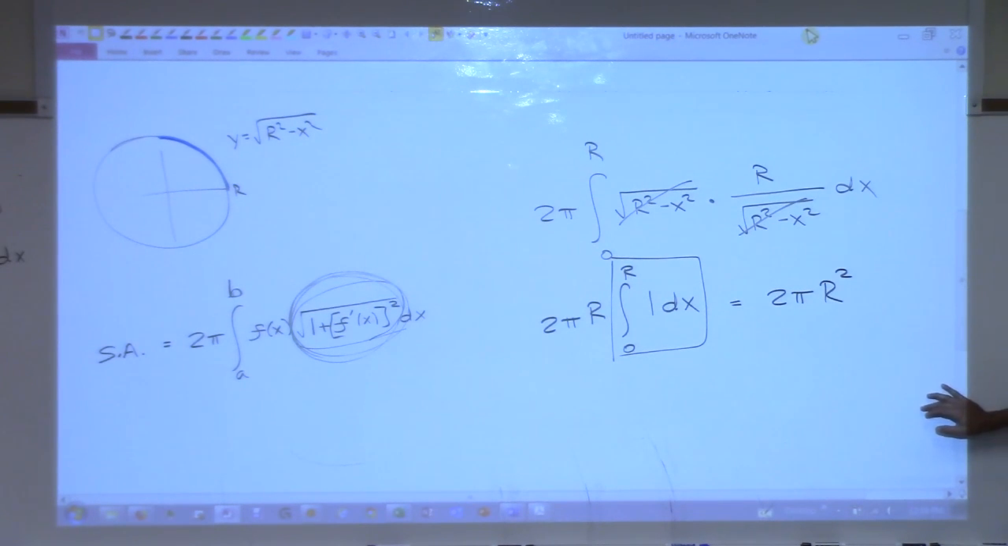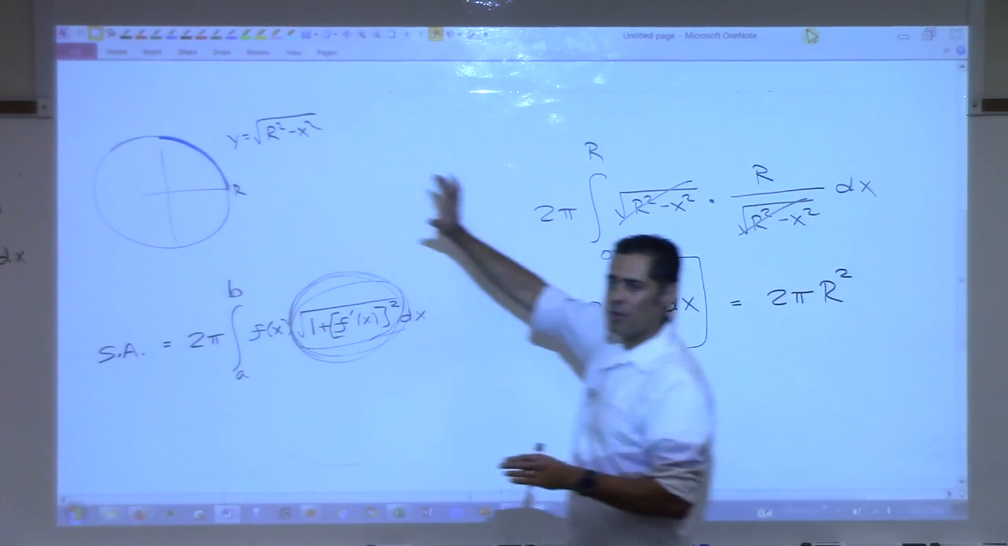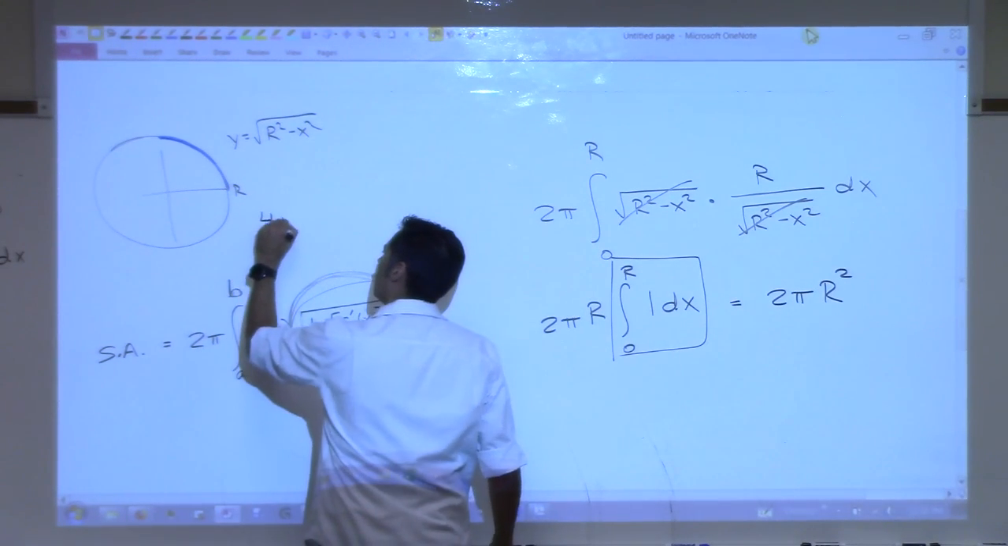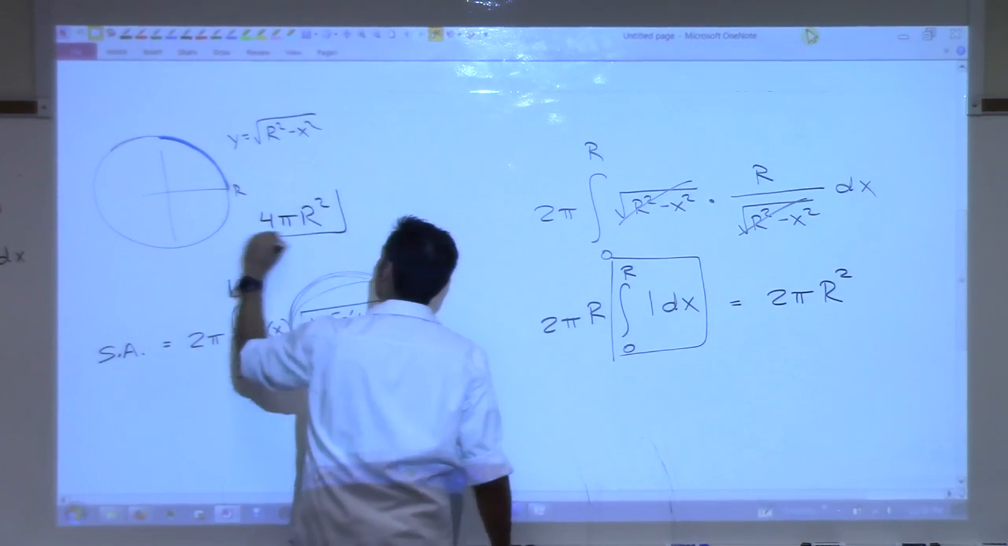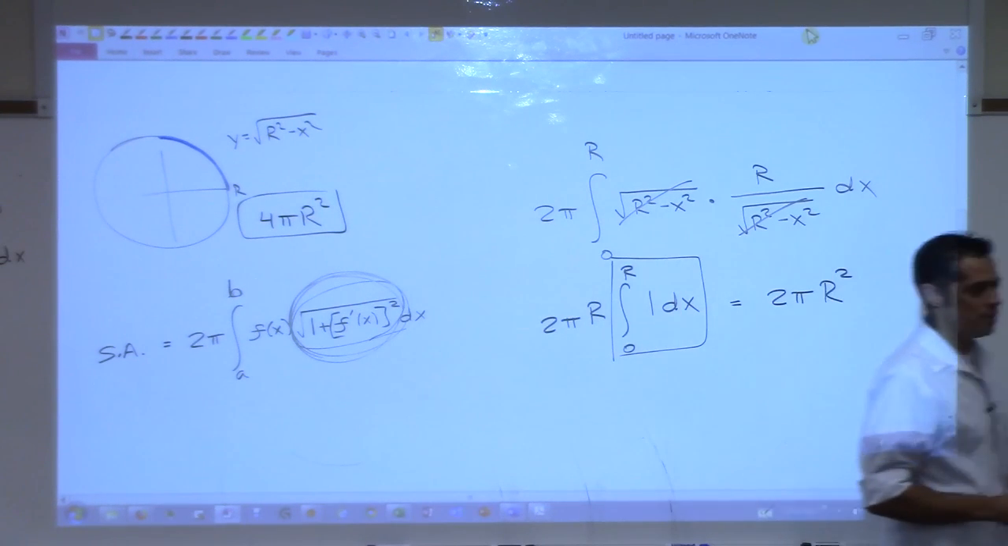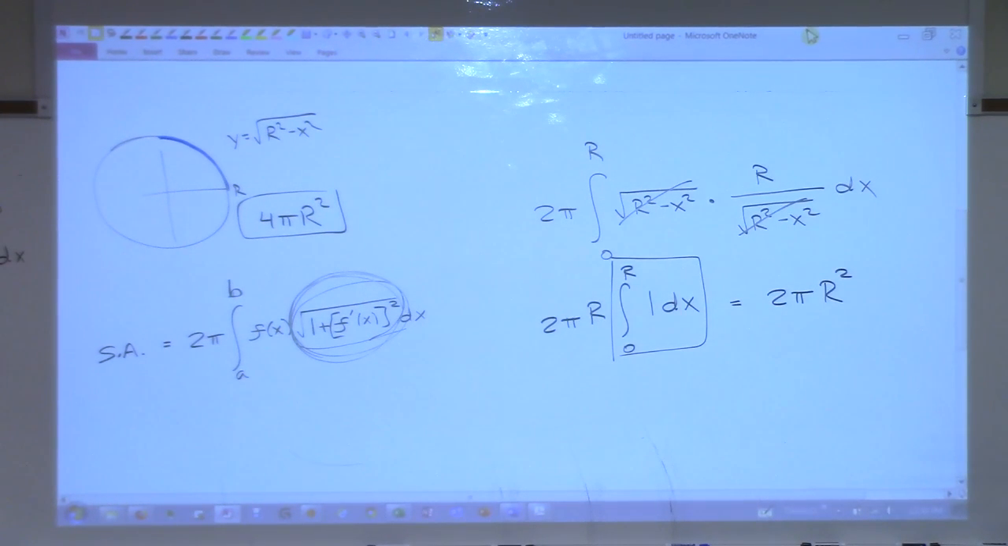But that's half of it. That's half of it. So the surface area of the whole thing should be 4 pi r squared, which you can check on your formula sheet. That's what it is. I hope you followed that. That was really fast, but I was out of time.